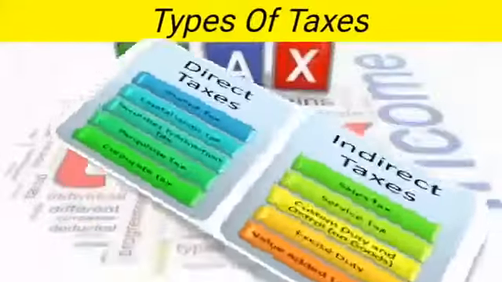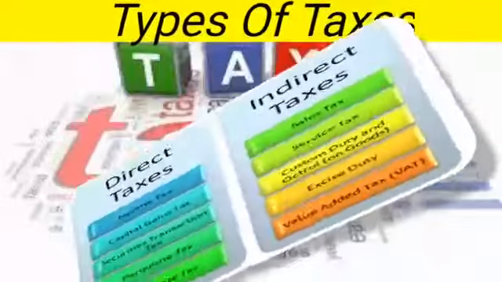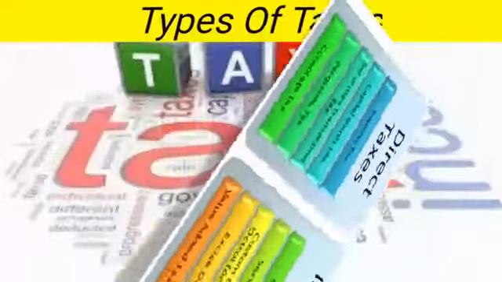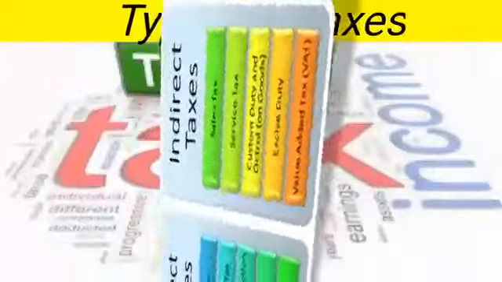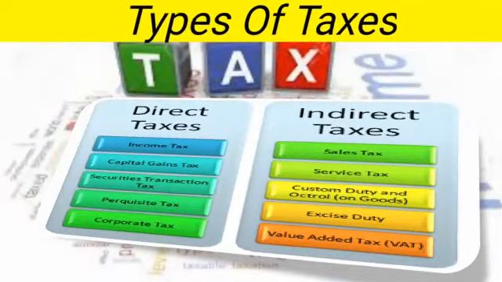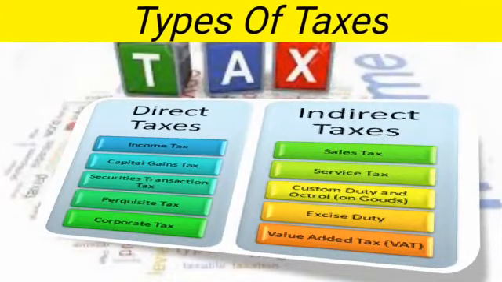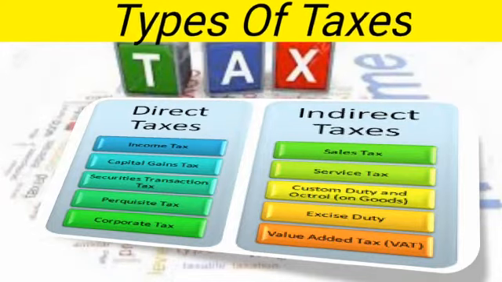Well, students, direct tax is a tax which is applied on the income and the properties of the people. For example, income tax and property tax. Well, if you talk about indirect taxes, indirect taxes include sales tax and goods and services tax. This is called GST.